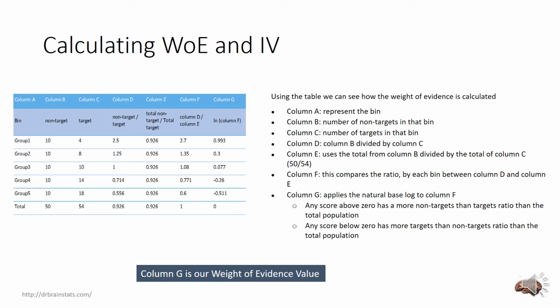First, we're going to calculate the weight of evidence using a fictional variable that has been binned into 5 groups. Column A represents the bin. Column B is the number of non-targets. Column C is the number of targets in that bin. Column D is simply B divided by C. Now E uses the total from column B divided by the total of column C. Column F then compares the ratio of each bin between column D and column E. Column G now applies the natural base log to column F. So this gives us our weight of evidence value.